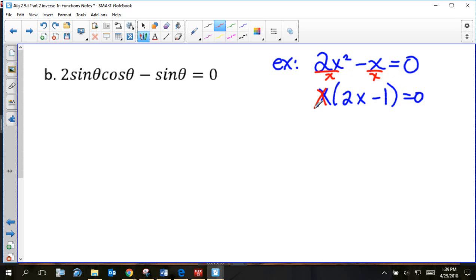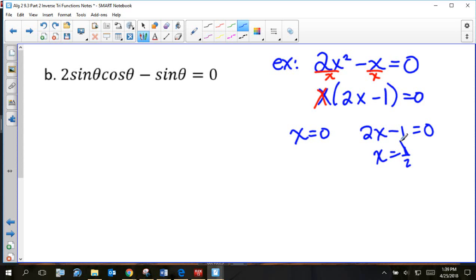Then what do we do once we've factored it? Set each factor equal to 0. So we say x equals 0, then we say 2x minus 1 equals 0. Then what do you do? Solve each factor. That one's solved. This one would be half. Okay? So we have done this before. We just haven't done it with sines and cosines.